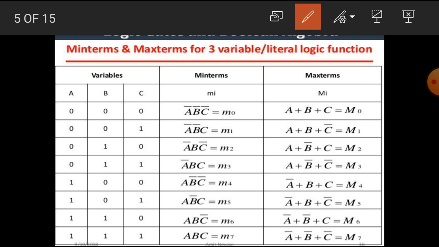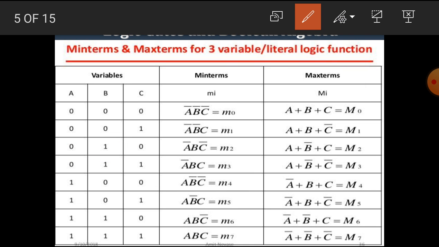Okay, let's see the next condition. A has the value 0, hence we write here a bar. B has the value 0, hence we write here b bar. C has the value 1, hence we write c. That means a bar b bar c, which is labeled as min term m1. The next is a has the value 0, that means a bar. B has the value 1, that means b. C has the value 0, that means c bar. That means we get a bar b c bar, this is m2.